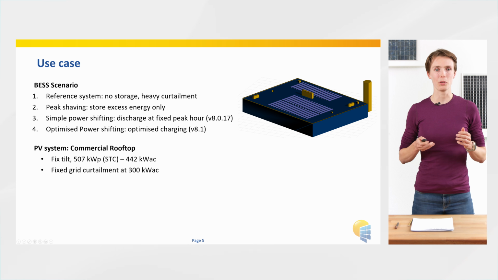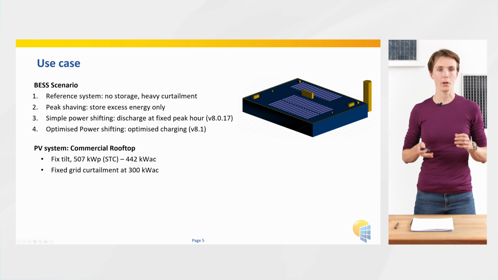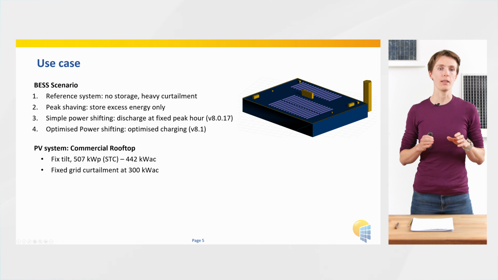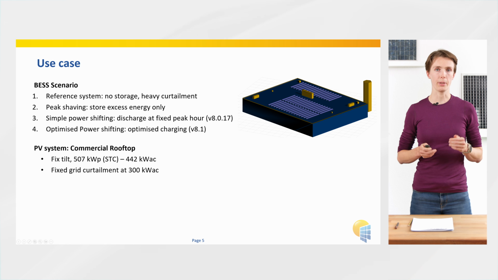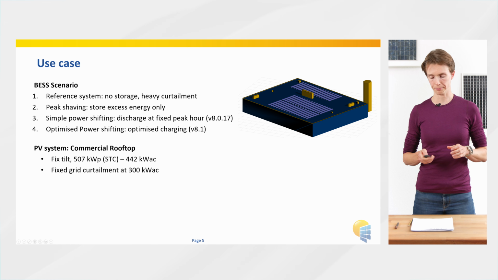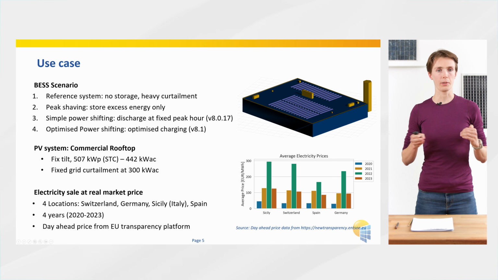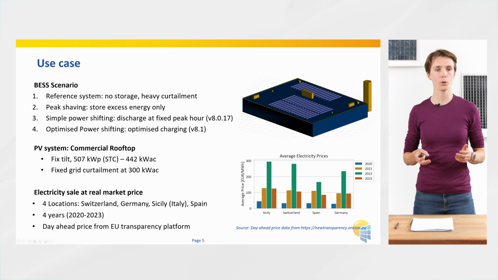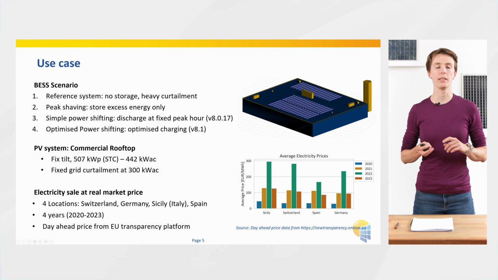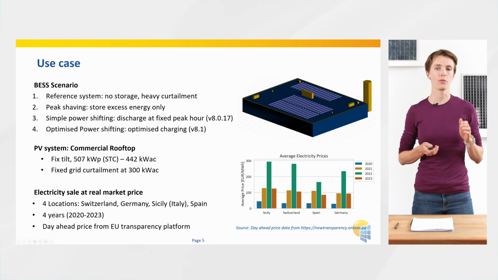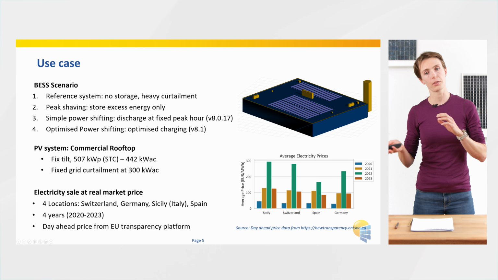The PV system I'm using here is simply our commercial rooftop demo. As a reminder, it's a system on a rooftop with a fixed tilt and about 500 kilowatt peak of PV installed. I'll be using it with a grid curtailment limit at 300 kilowatt AC. Finally, when I look at the electricity sale, I will be using real market data from the EU Transparency platform. And I'll be looking at 4 different locations: Switzerland, Germany, Sicily, and Spain. And I'll analyze the data for 2020 to 2023.